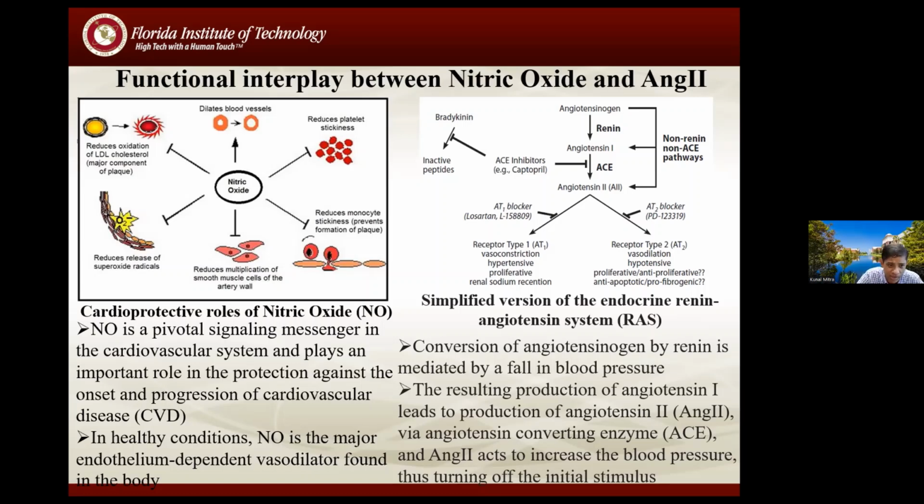And you can get cardiovascular disease. And then, of course, people are looking into the different blockers of angiotensin 1 and 2 receptors. You can see here, these are the ones you want to develop, these receptor blockers that can prevent the onset of cardiovascular disease.